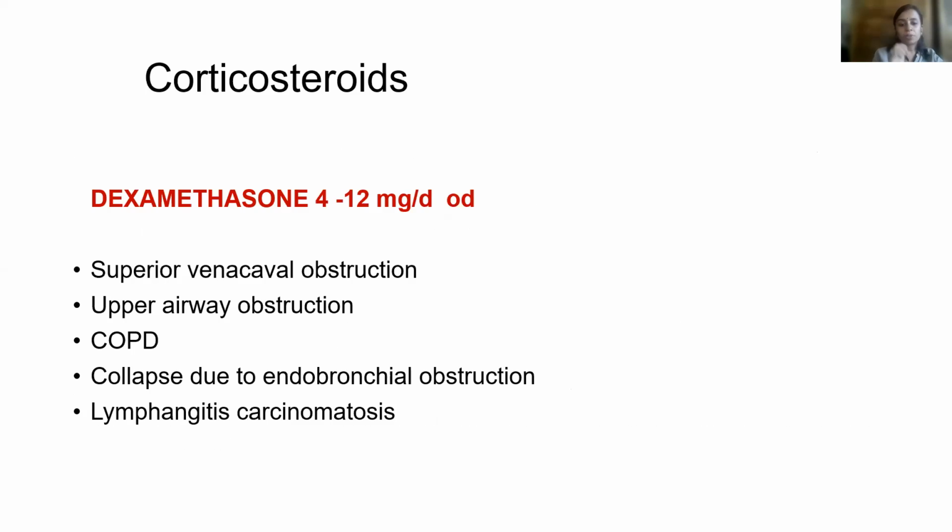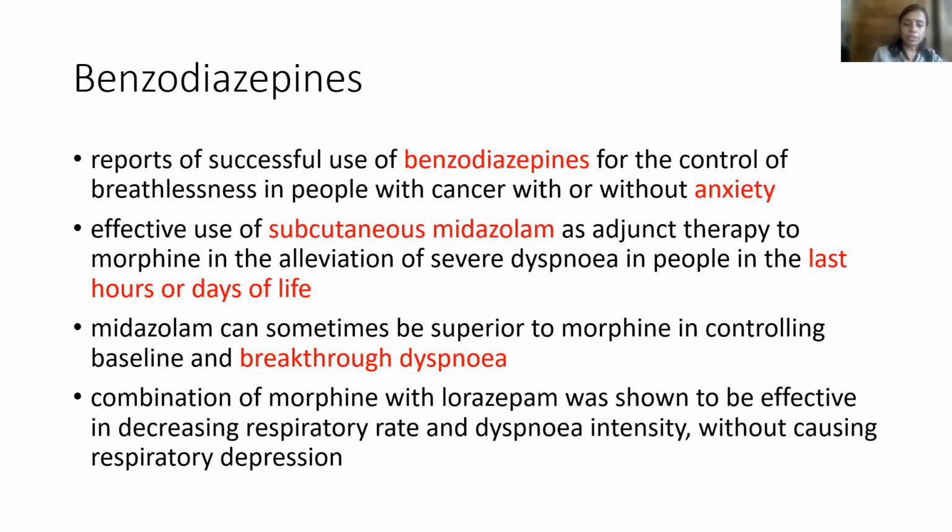Another drug which can be used is corticosteroids, that is dexamethasone in higher doses. So these are three important drugs used in the treatment of breathlessness. One is opioid, second is steroids, and the third is benzodiazepines. Benzodiazepines will reduce the anxiety. So whenever they have a panic attack, we can give subcutaneous midazolam for breakthrough dyspnea.